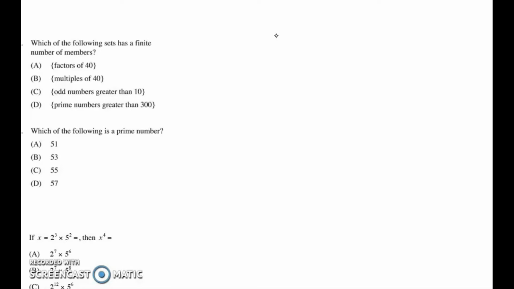Multiples of 40. It starts from 40 and goes up in increments of 40. So that goes on endlessly. Factors of 40. Now the factors start from 1 and end at 40. Therefore, the answer to that is A. A has a finite number of members in that set. Okay.